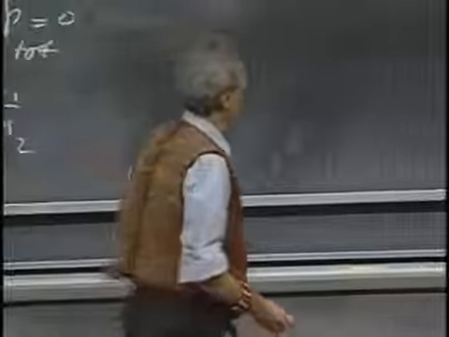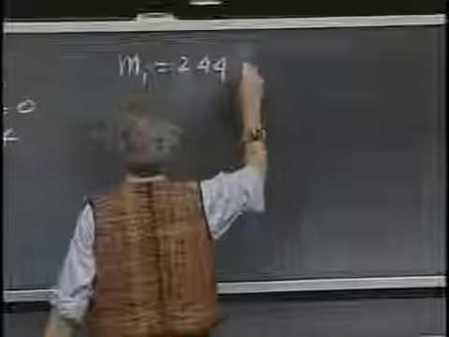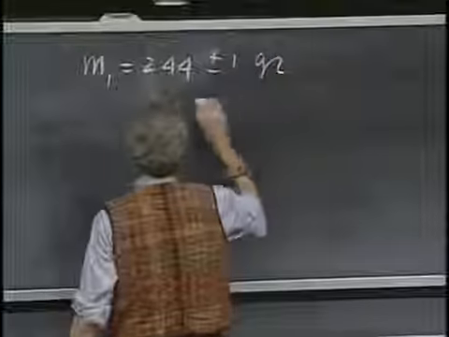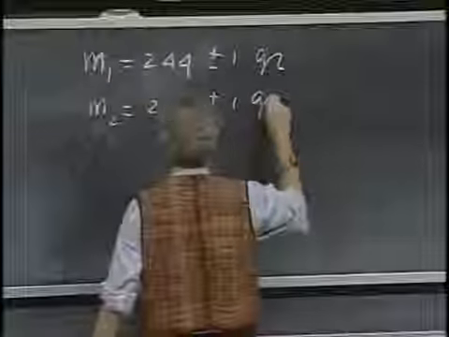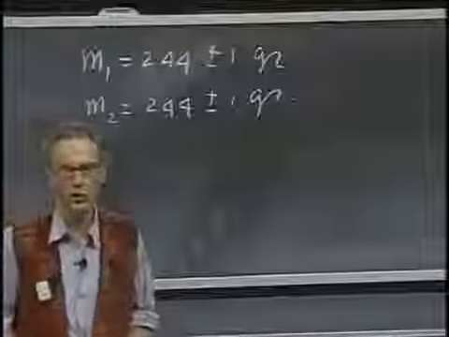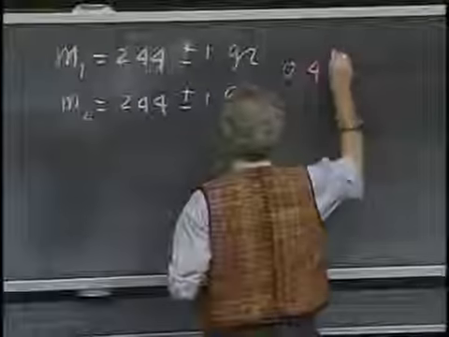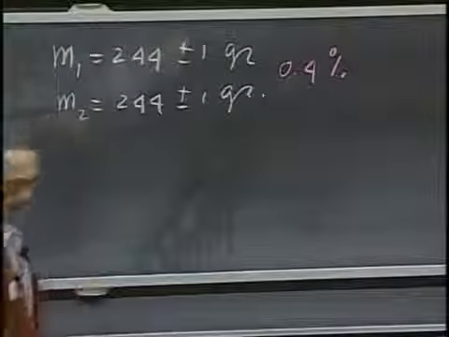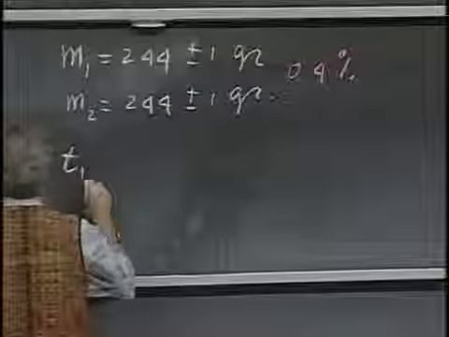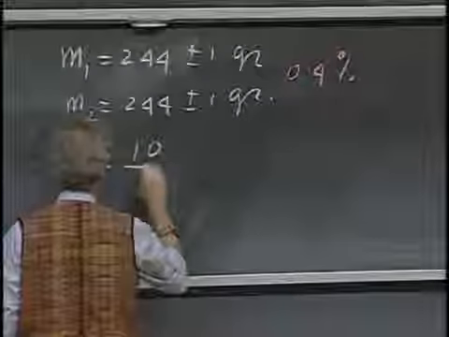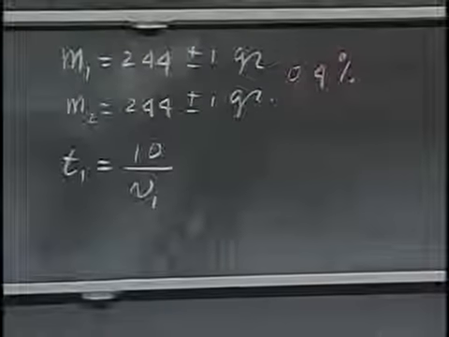The first experiment that I will be doing, M1, is 244 plus or minus 1 gram, and M2 is also 244 plus or minus 1 gram. In other words, the uncertainty in the masses is something like 0.4%. That's just part of life. I can't do much better. The time that it takes for object number 1 to go 10 centimeters is obviously 10 divided by v1, which is the velocity that we want to compare them with.